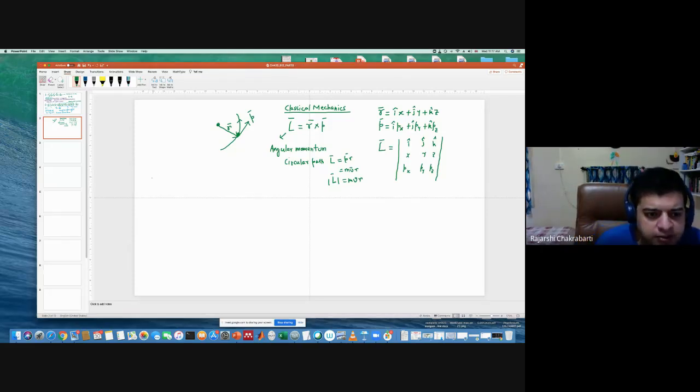If I expand the determinant, now remember that L is also a vector. So L, I should also be able to write it as I Lx plus J Ly plus K Lz. Okay. So now when I expand the determinant, the first term I'm going to get is I. Again, this I is not your imaginary I. This is the unit vector along X. I times Y Pz minus Z Py.